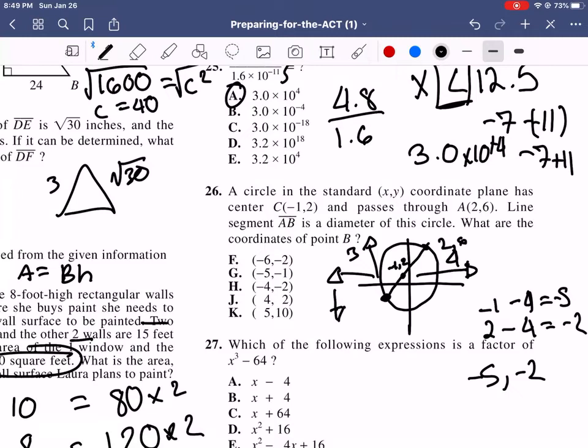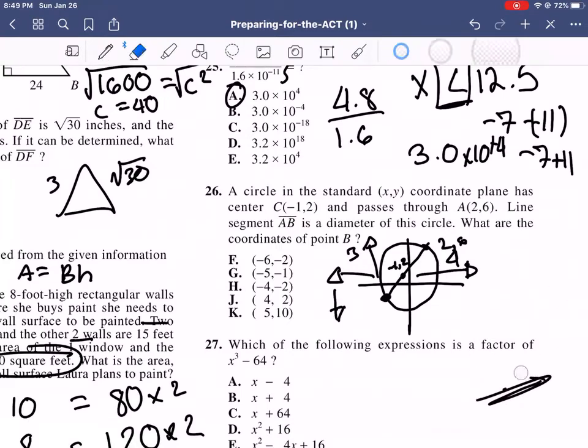I'm looking at the answer key, so it has to be right. Negative 2, negative 5, negative 2. Oh, it's negative 4, negative 2. No, it's negative 5, negative 2. Wait, what? Hold up. No, trust me, this is beneficial for you. So just keep watching.